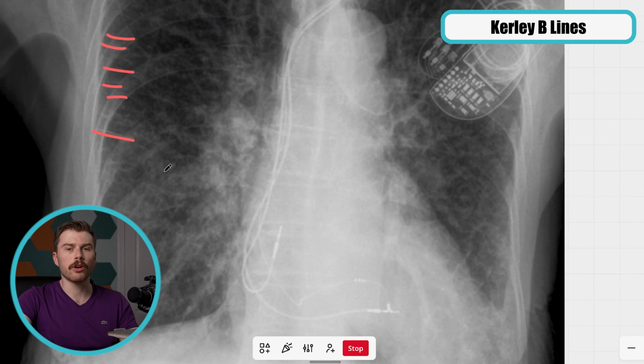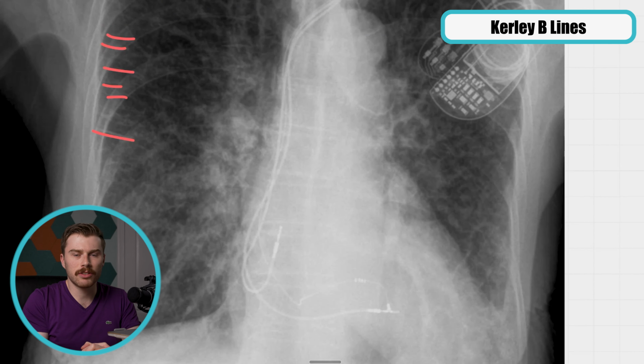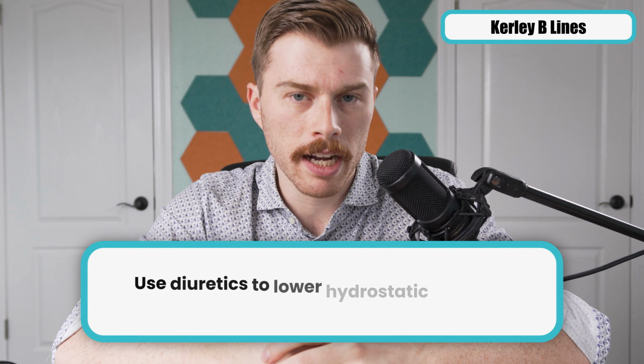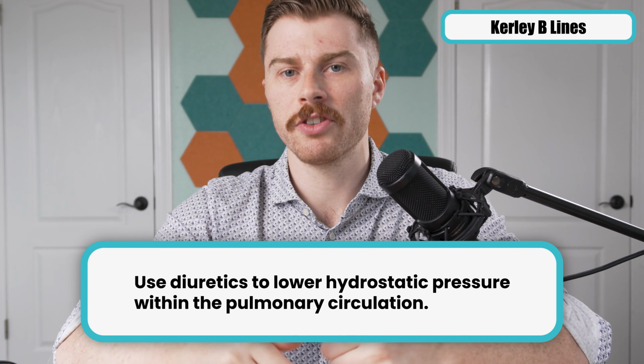These are classic for Kerley B lines. And it's typically just a sign of CHF. And that also kind of makes sense in our patient with a pacemaker. There's probably something wrong with their heart. Diuretics help by lowering hydrostatic pressure inside the pulmonary circulation.